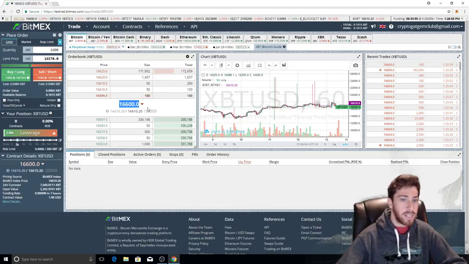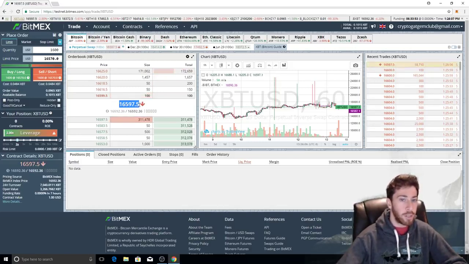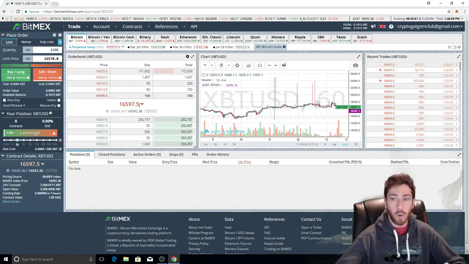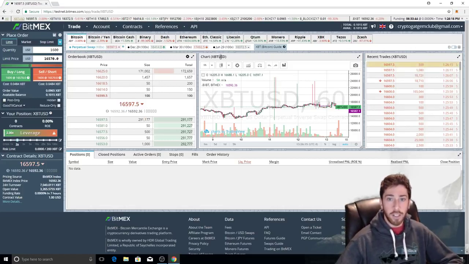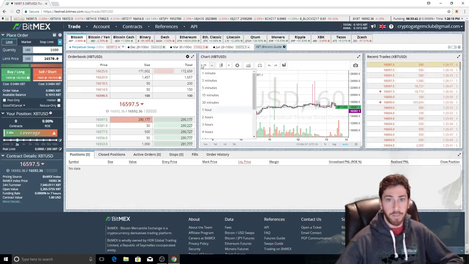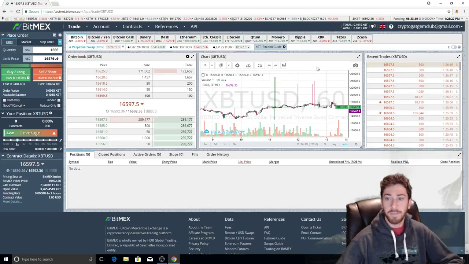So the basic UI: this is the contract price, which is pretty much equivalent to the Bitcoin price. There's a 1 or 2% difference sometimes, but for this tutorial, we're going to use contract price and Bitcoin price interchangeably. Right here is a Bitcoin chart. It has different intervals, some basic indicators, everything you really need.